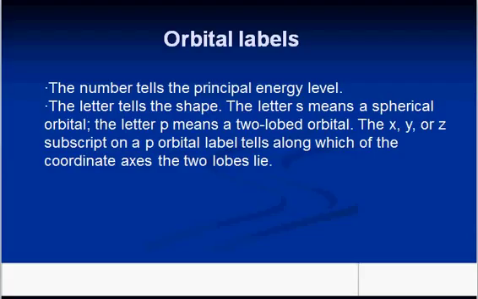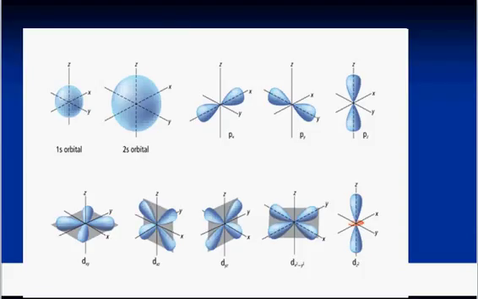When we label these orbitals, the number tells the principal energy level, the letter tells the shape of the orbital. So the letter S means it's a spherical shape, the letter P indicates that it's a 2-lobed orbital, and when we look at the next slide, we'll see x, y, and z subscripts on the P orbitals, which coordinate with the axis that we find these orbitals on. So they can't lie on the same plane, so we're just labeling those planes here.